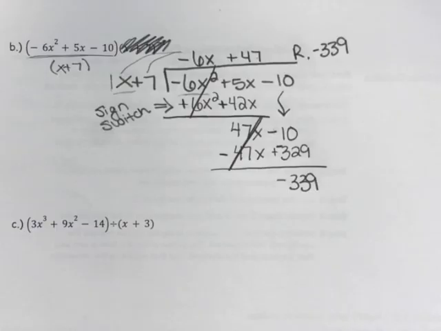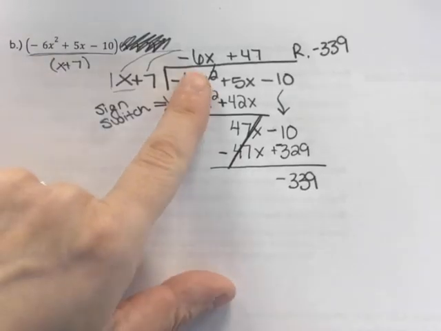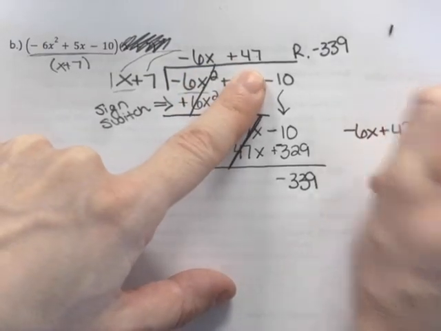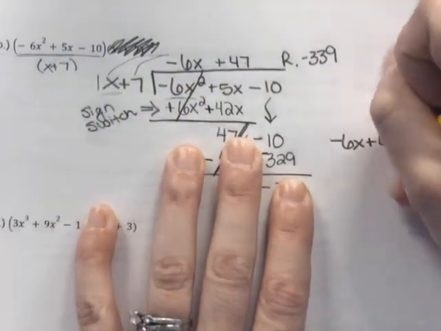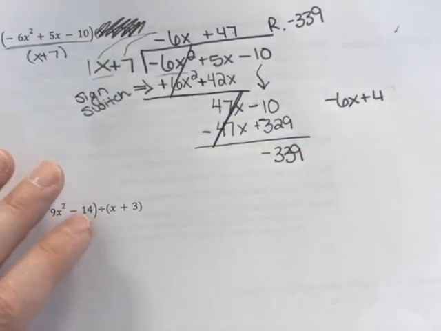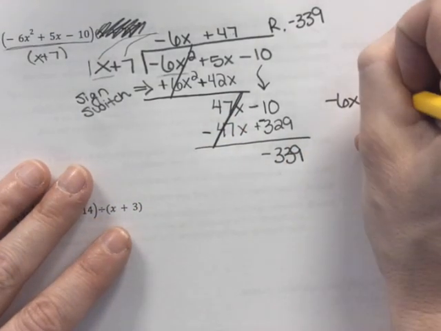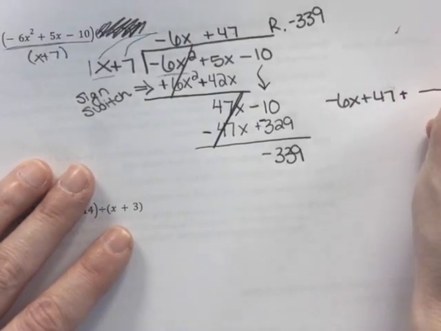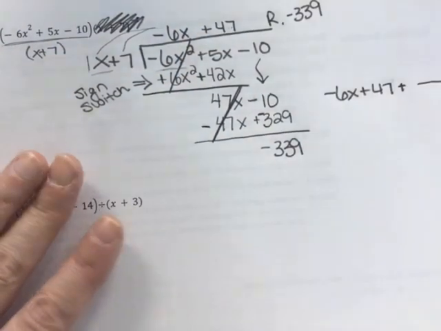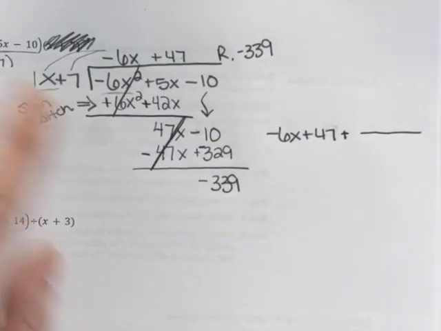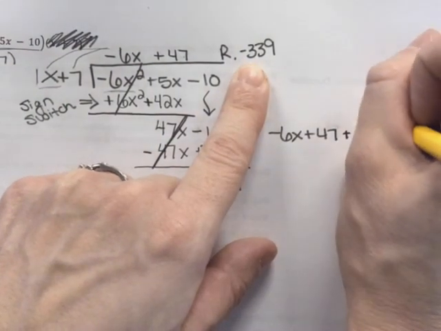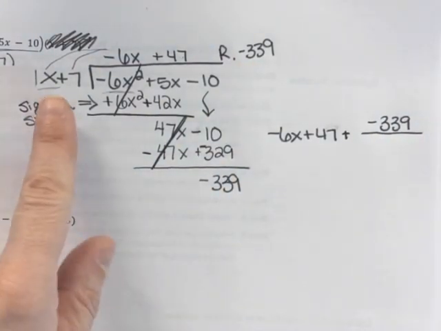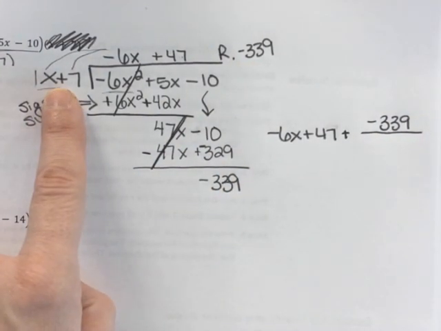Okay, let me show you how we write out our final answer. So I got negative 6x plus 47. Agreed? Then the way that we write it, I always put a plus here. And then this last thing is going to be a fraction. You always take your remainder, so in this case my remainder was negative 339, and you put it over your divisor, which is the thing you divided in.